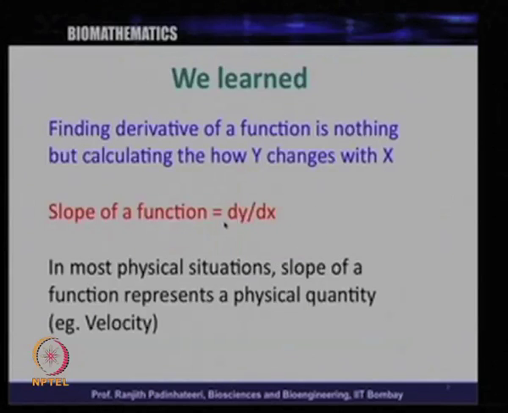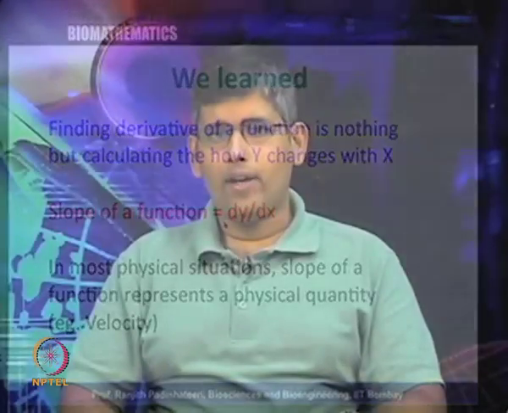And we also learned that finding the derivative of a function is nothing but calculating how y changes with x, and in most physical situations, the slope of a function represents some physical quantity. For example, velocity was one quantity we discussed last time. We will discuss more and more quantities, but today we will learn how to calculate the derivative of various functions. So the only 2 functions for which we have learned how to calculate derivatives so far are y equal to x, which we found has a constant slope, and y equal to x square.